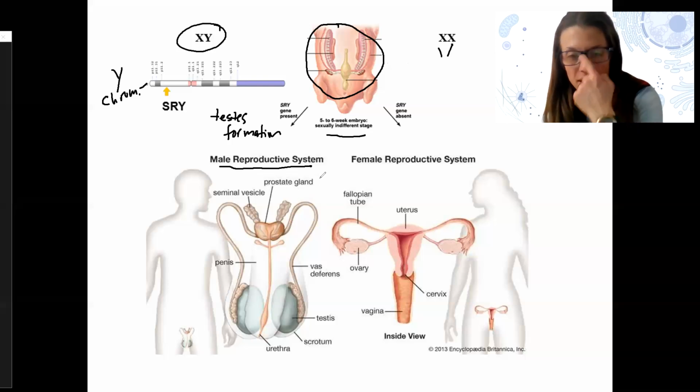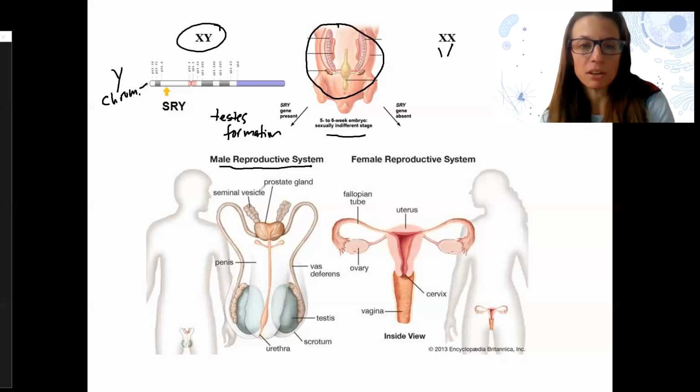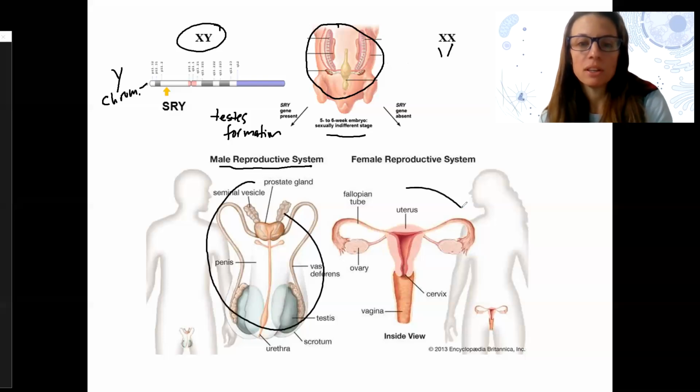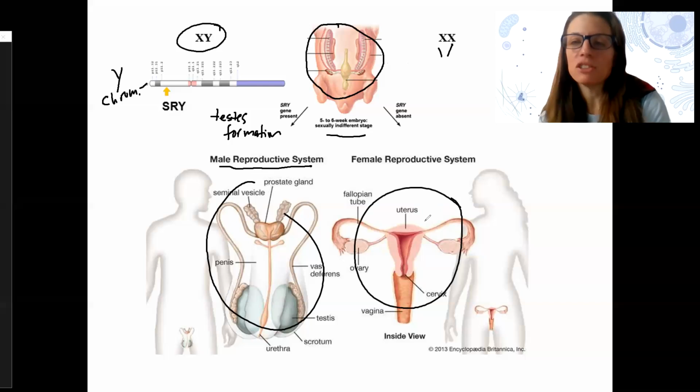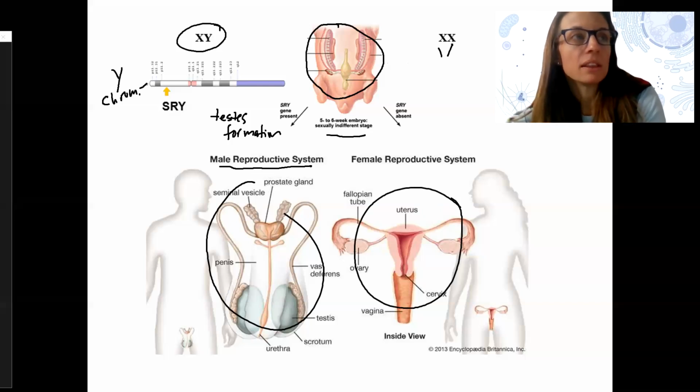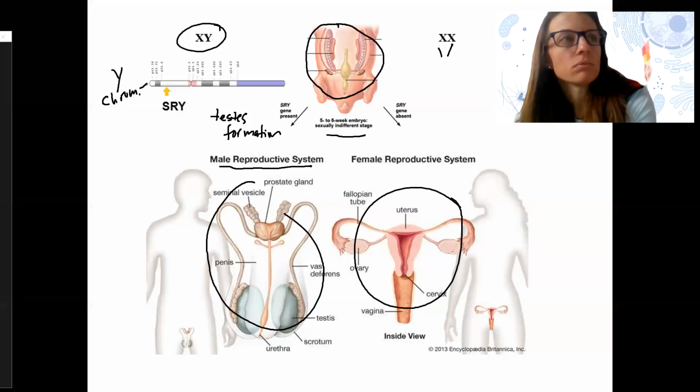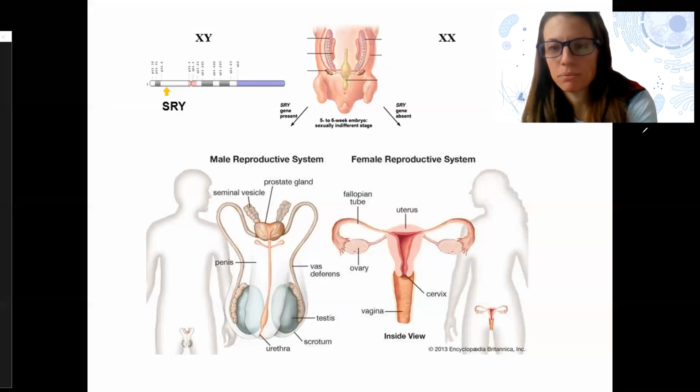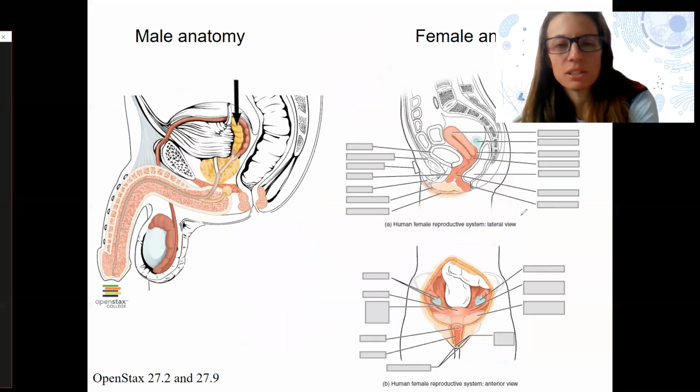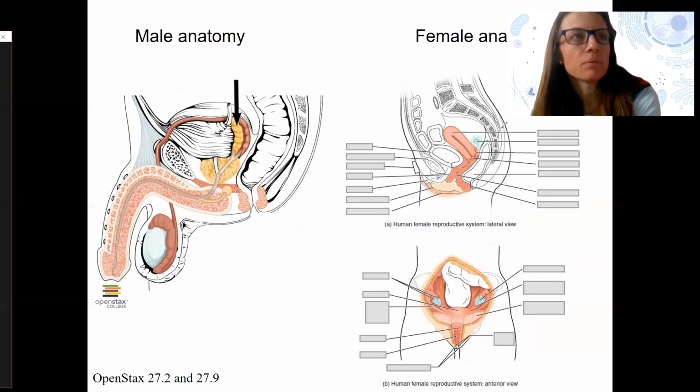At this point, the point is to look at the development of these 2 primarily internal anatomy systems, and let's look at them and label them. Okay, so let's label a few things here.